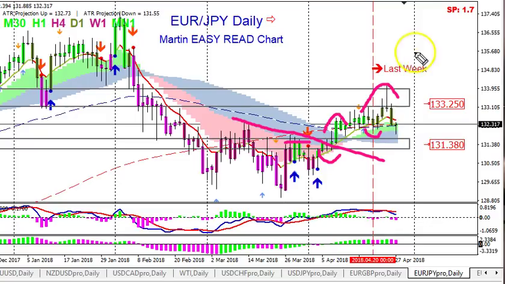It certainly could go higher, but right now we're near resistance. This is a resistance area. And if you think price is going to go higher, look for buys above 133.25. If you think price is going to come lower, look for sells below 131.38. Okay, so let's take that off.